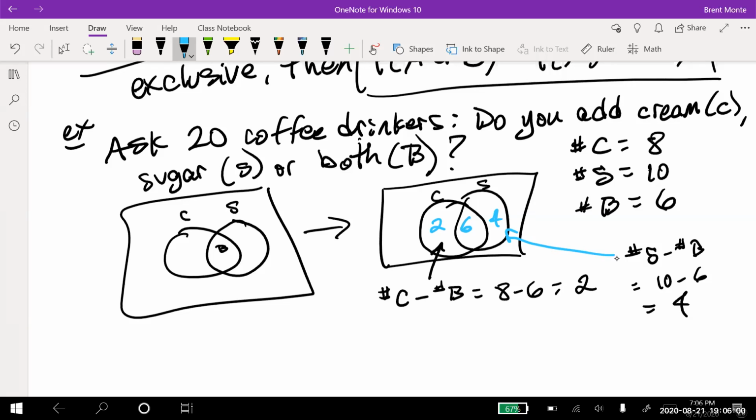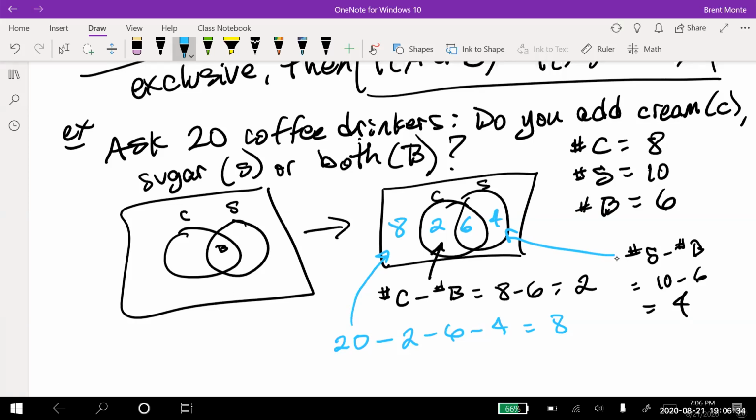How many didn't put in anything in their coffee? Well, that's going to go out here. Because notice, if we add those up, we get 12 people. We talked to 20. So what we do is we start with the 20. We subtract out the 2. We subtract out the 6. And we subtract out the 4. And we end up with 8 people here that just drink their coffee without cream or sugar.